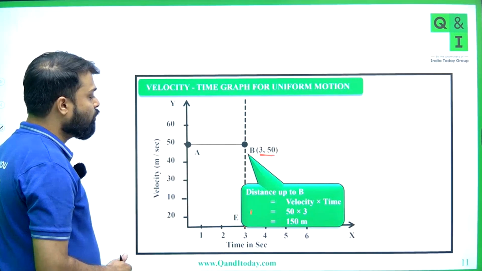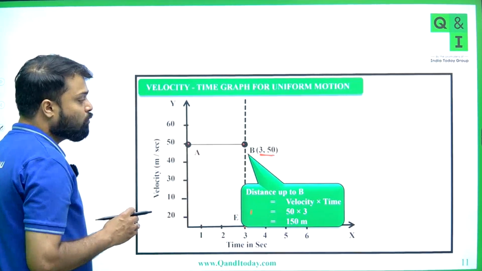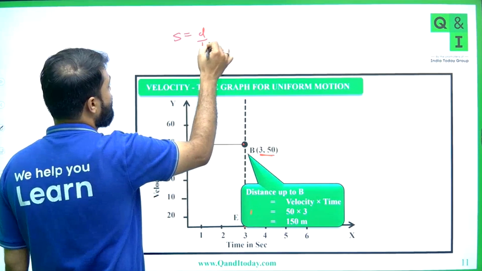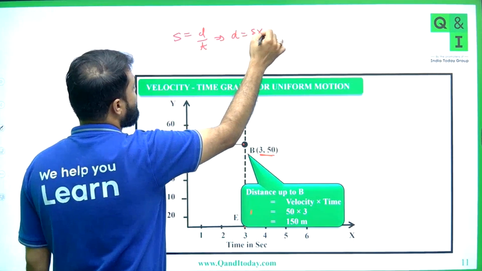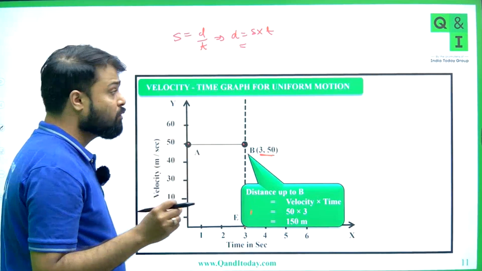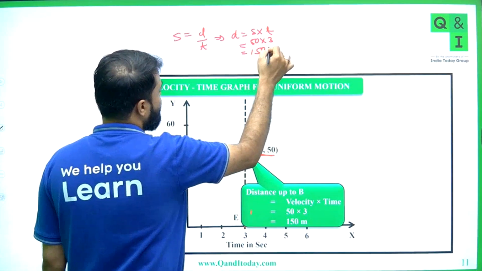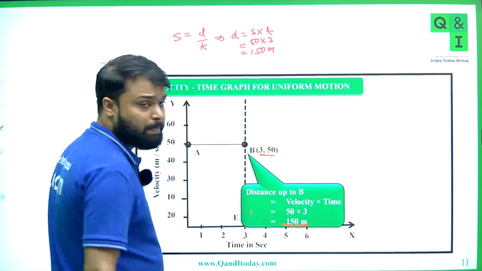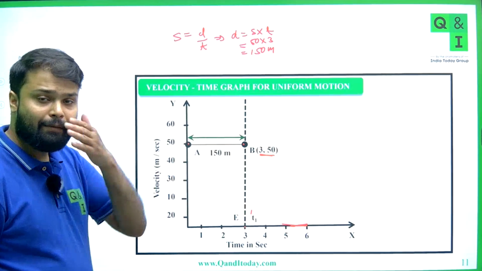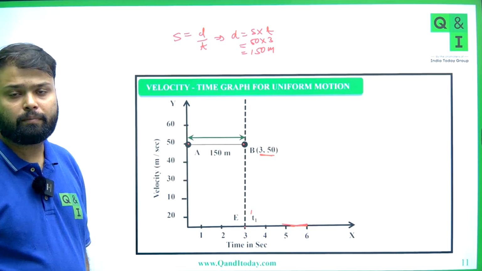Now if we want to calculate how much distance is covered by the body in going from A to B: we know that from A to B speed is constant, and speed is equal to distance upon time. We want to find the distance, so distance is simply speed into time. Why are we using this formula? Because from A to B speed is the same. So speed from A to B is 50 and time taken is 3 seconds, so the distance covered by the body is 150 meter. Okay, clear? Yes or no? Anyone having any doubt? No, sir.